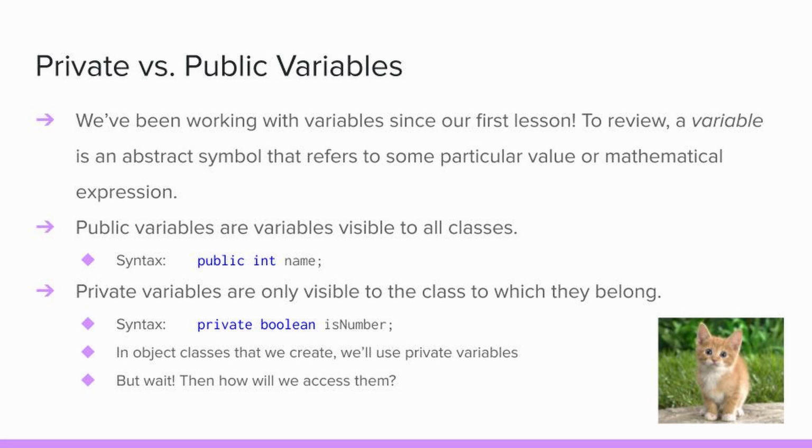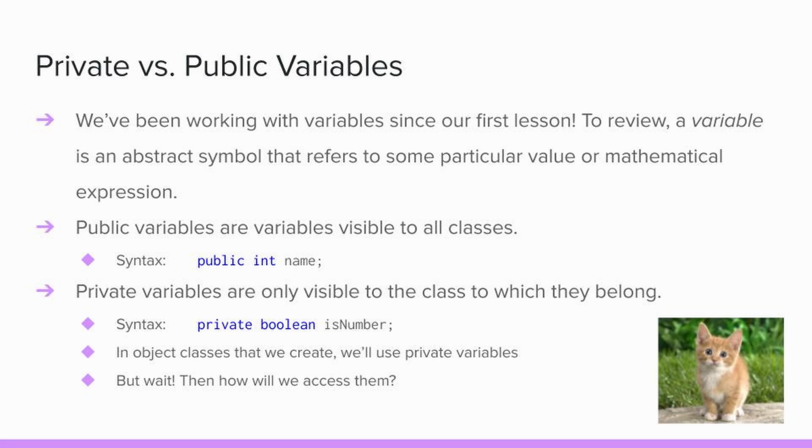Public variables are variables visible to all classes. To make a variable public, we add the public keyword in front of the variable type and name. Private variables are only visible to the class to which they belong. To make a variable private, we add the private keyword in front of the variable type and name.